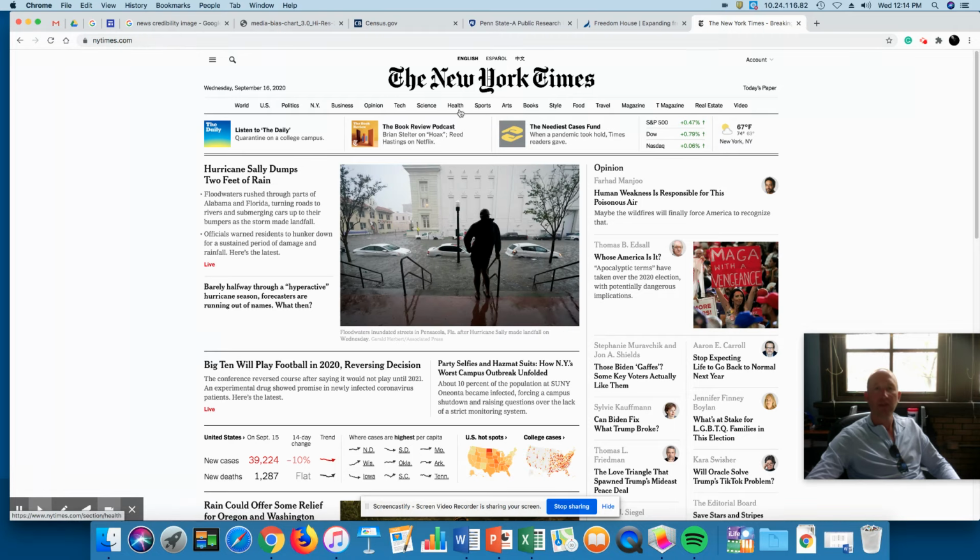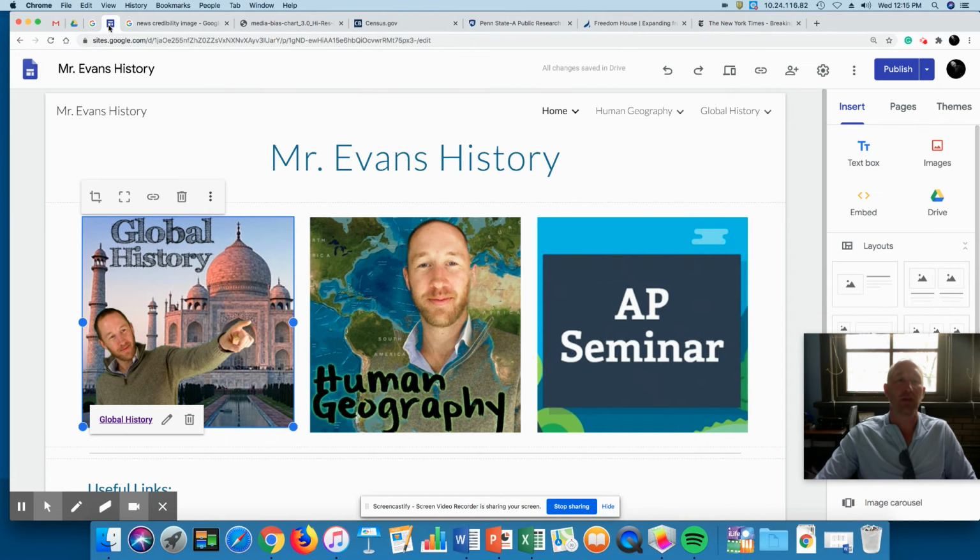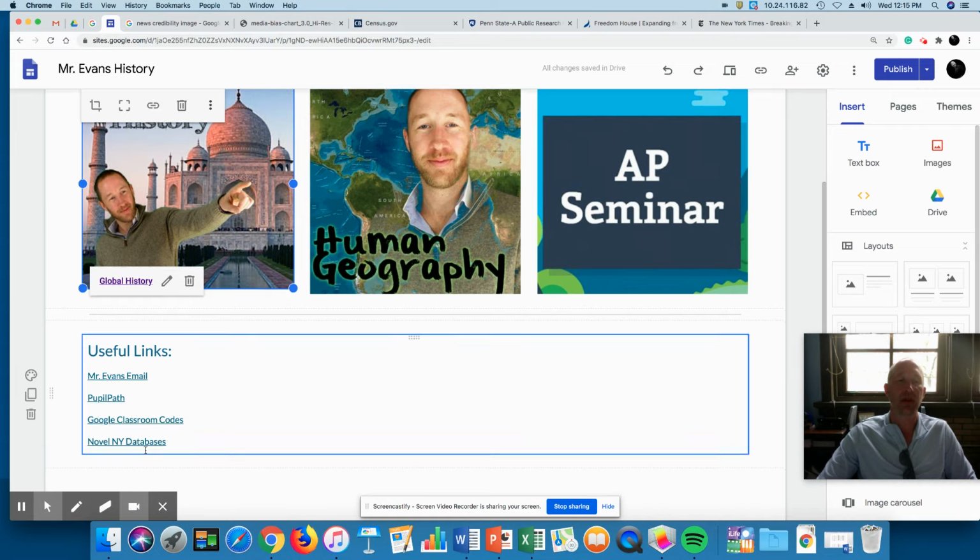All right? So generally speaking, govs and edus are the best. .orgs, pretty good. .coms is where you have to do your homework. All right? And there's one last place where we can always, 99.9% always trust it, and that's what's called an academic database.